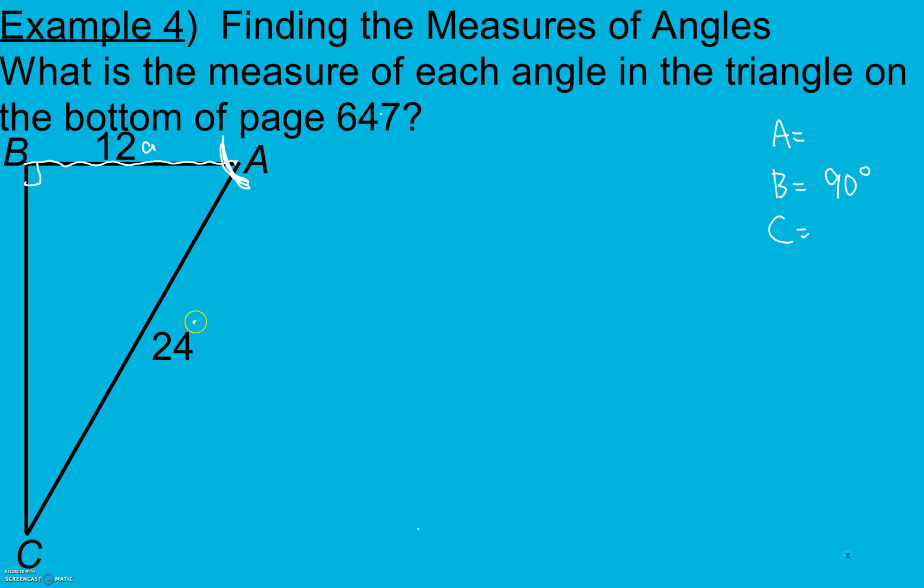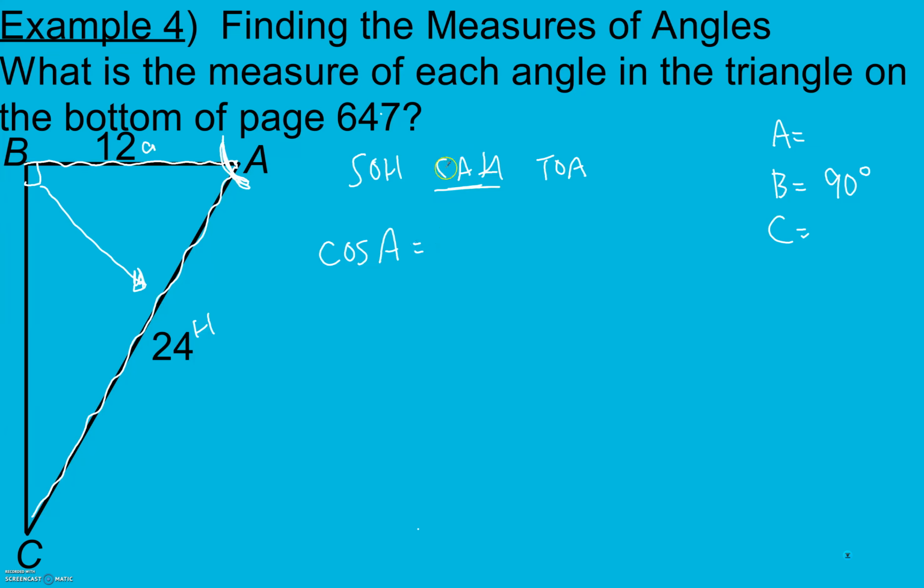My 24 is my hypotenuse. Okay, it's the other part of my angle. It's opposite of my 90 degrees. It's my slanted side, and it's my longest side. So right now I have an A and an H. And if I look at SOH CAH TOA, A and H means cosine. So I'm going to take cosine of angle A, and A over H is 12 over 24.